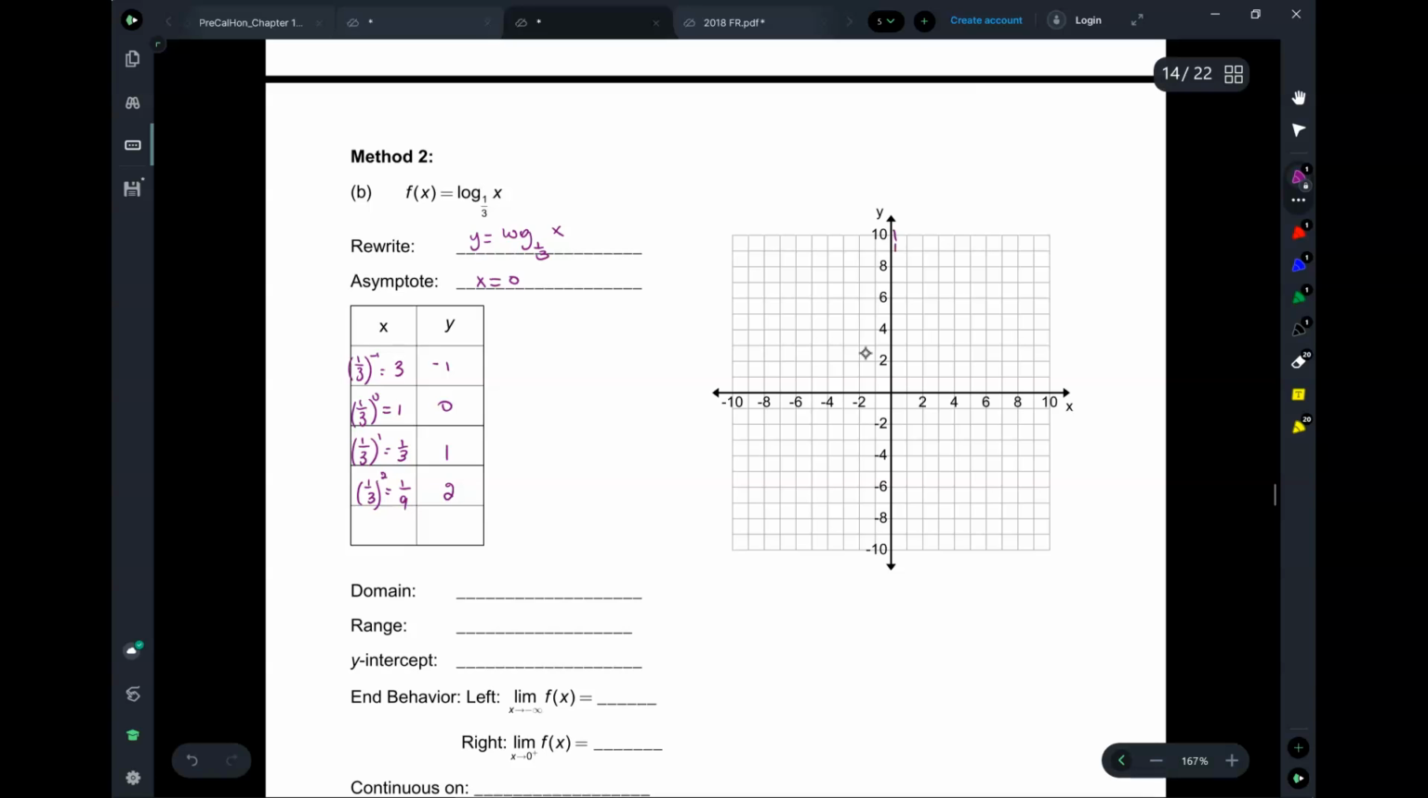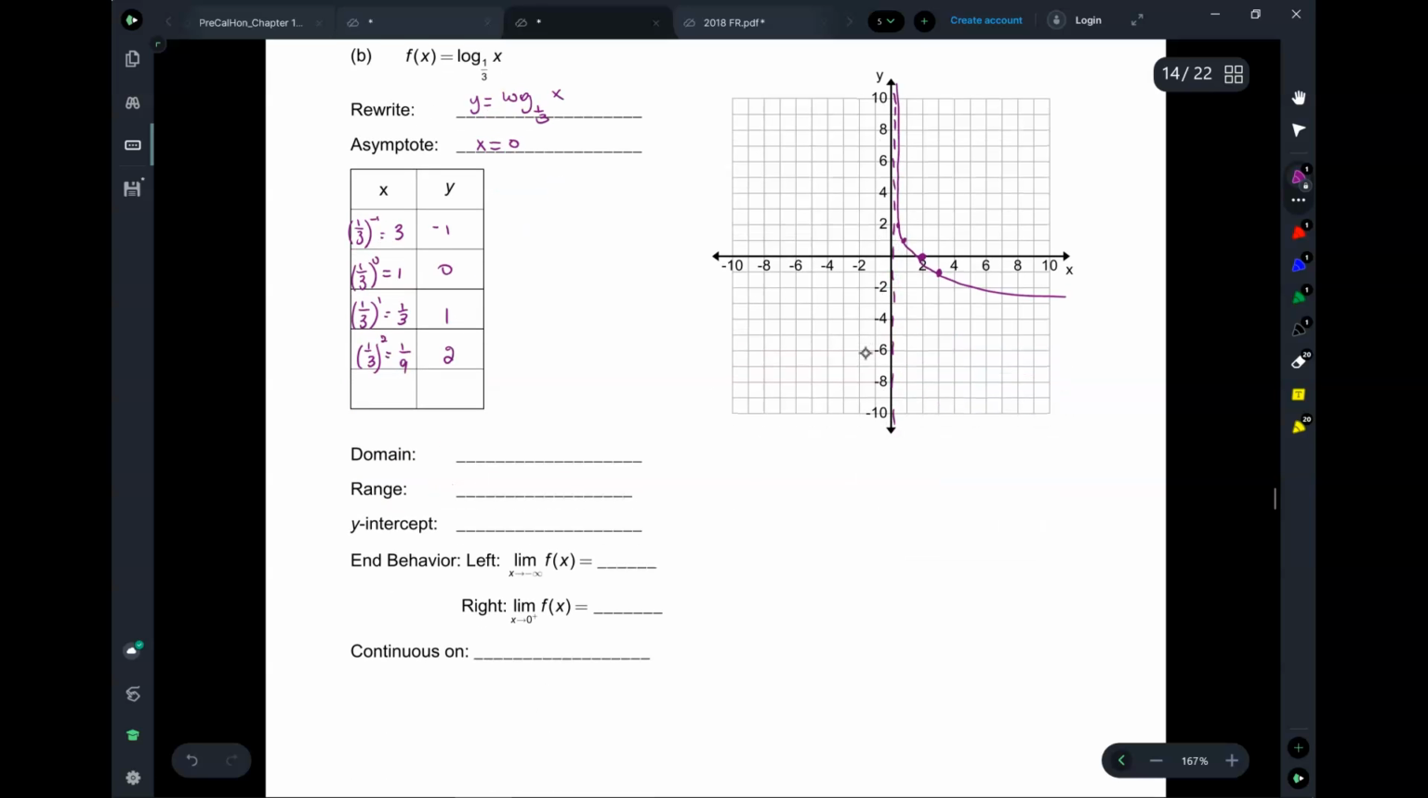Okay, let's put the asymptote first. When x is 3, y is -1. When x is 1, y is 0. When x is 1/3, y is 1. When x is 1/9, y is 2. So this looks like this and that.